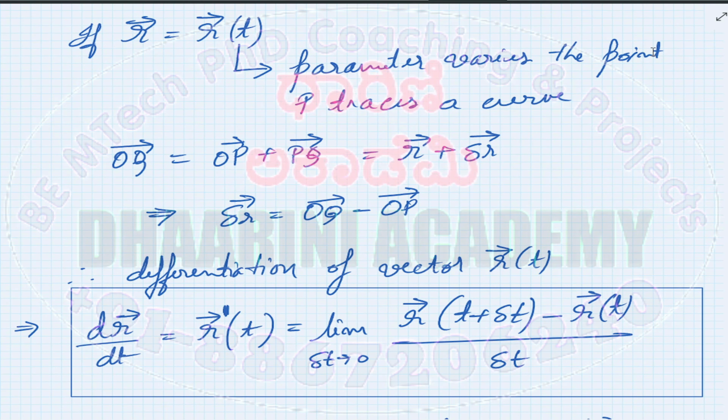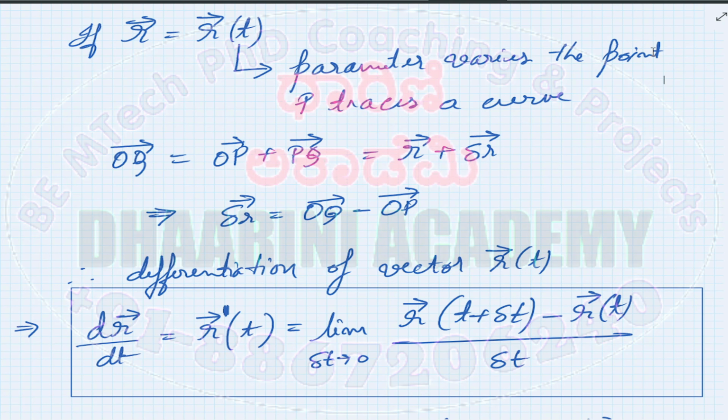In that case, all the coordinates x, y, z will change when t changes. So x is a function of time, I can write x of t. Y is a function of time, y of t. Z is a function of time, z of t. So if you have the vector r denoted as r of t, then I should be able to differentiate to get dr by dt, the differentiation of r vector by dt, which is equal to the vector r dash of t.